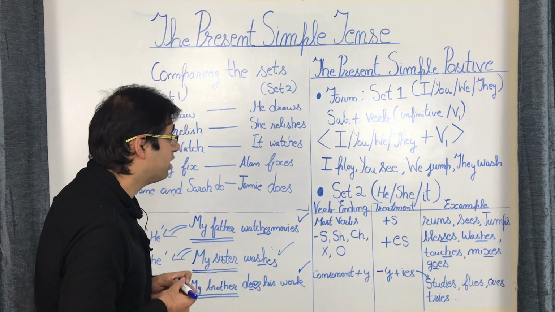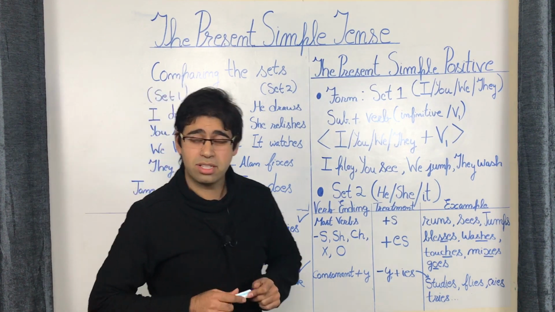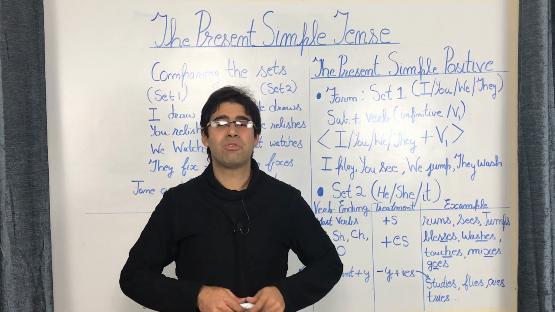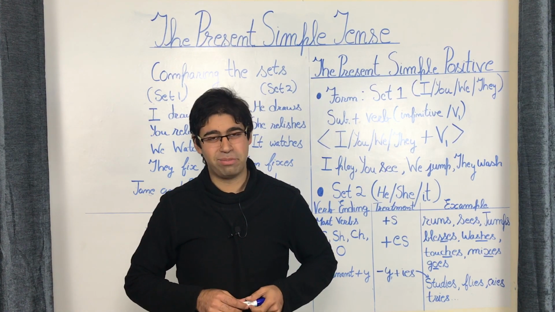So there you have it, friends, the formation of the positive with reference to set 2, and now we can proceed ahead to the formation of the negative in the simple present. Let's go.